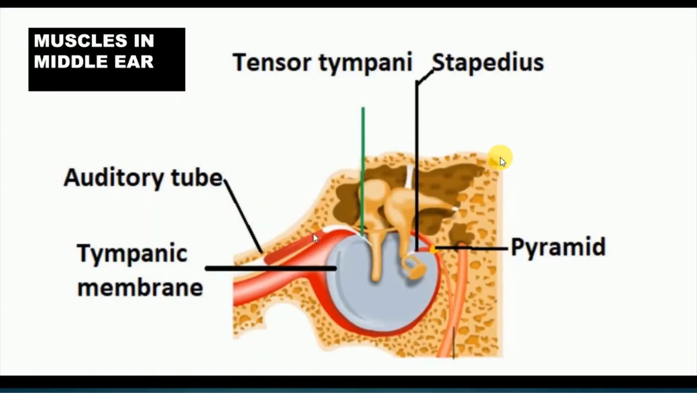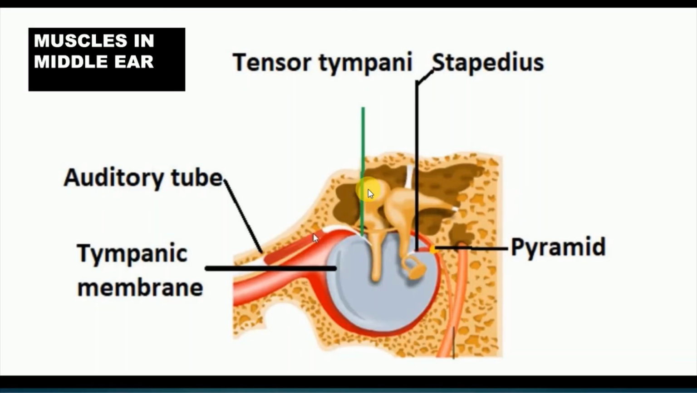Okay guys, last but not the least, we are going to discuss the muscles in the middle ear. There were two muscles in the middle ear. One was coming from the anterior wall, the tensor tympani. The other was coming from the posterior wall through the pyramid, the stapedius. First, we are going to discuss the tensor tympani. As you can see, it is attached somewhere around the neck of malleus.